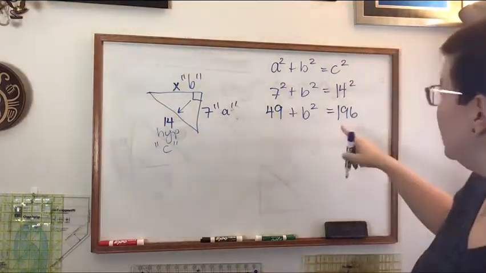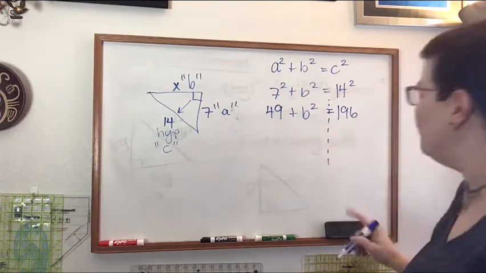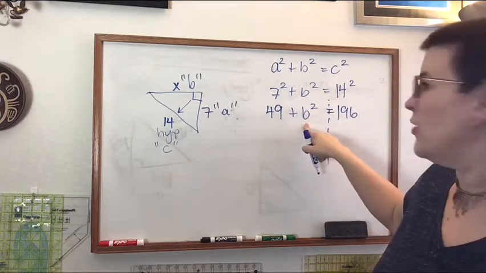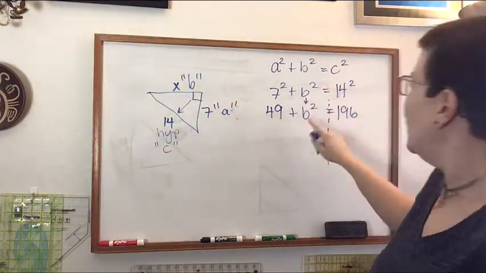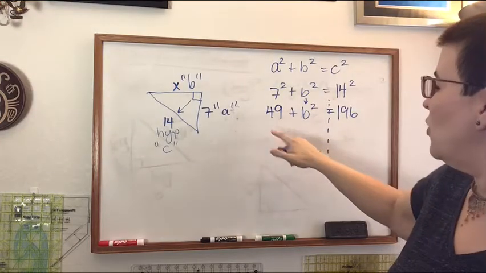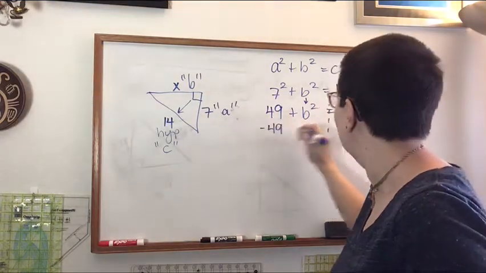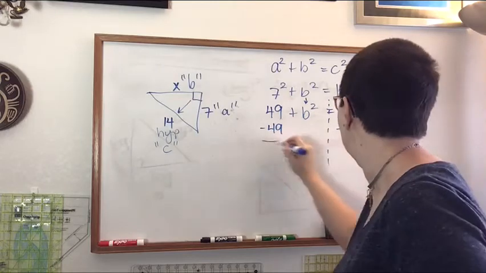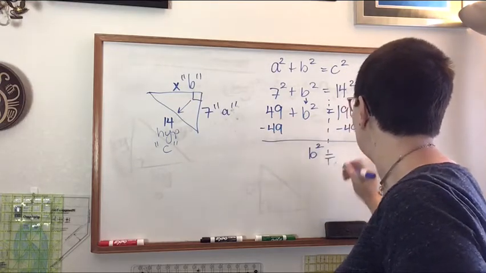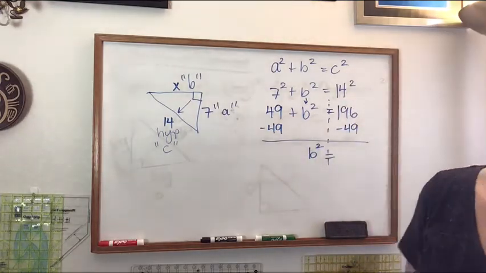Now, here is the trick with this problem. I need to get this B squared alone. Sorry, that was off topic. I need to move this 49. So what I'm going to do is subtract 49 on each side. Okay, so B squared equals 196 minus 49.